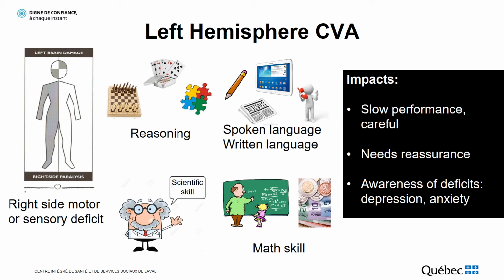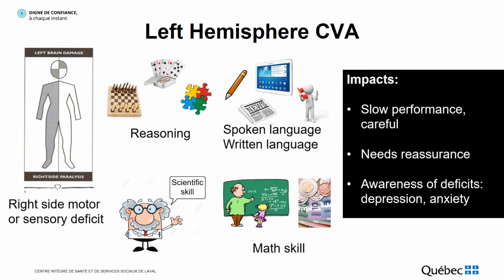It is responsible for critical thinking, logical thinking, reasoning. It is responsible for language. People who are dominant on this side of the brain are very good in science and math. It is responsible for our writing and our number skills.